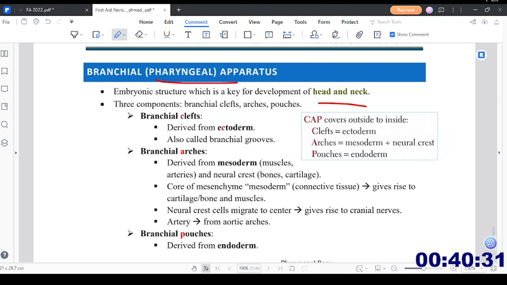Branchial clefts are derived from the ectoderm, also called the branchial grooves. Branchial arches are derived from the mesoderm, giving muscles and arteries, and the neural crests for the bones and cartilage. Core mesenchyme, the mesoderm connective tissue, gives rise to the cartilage, bones, and muscle. Neural crest cells migrate to the center and give rise to the cranial nerves. Arteries will come from the aortic arches, as we have previously seen. Then the branchial pouches are derived from the endoderm.